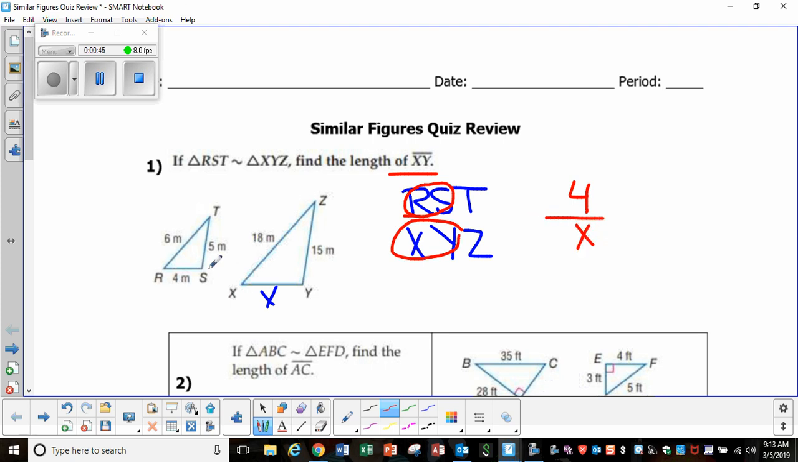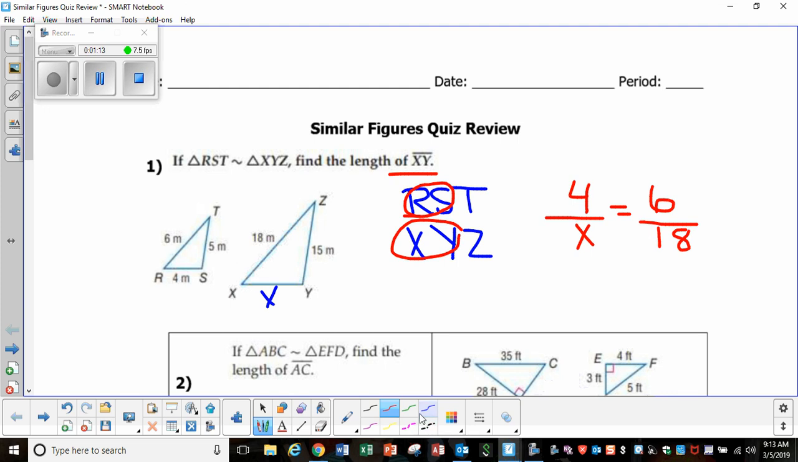So I'm going to go back to the first figure, and I can pick either the slant or the height, so either one. So I'm going to pick the slant. So the slant, which is 6, that's going to correspond to the slant, which is 18. So by stacking the letters, I have been able to identify the corresponding sides.